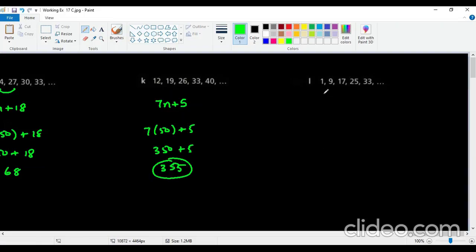Moving on to the next question, the difference between all of them is 8. So from 8, 7 should be subtracted. So this is the term rule. 8 times 50 minus 7, this is 400 minus 7. So 400 minus 7 is going to give us 393 as the 50th term of this sequence.